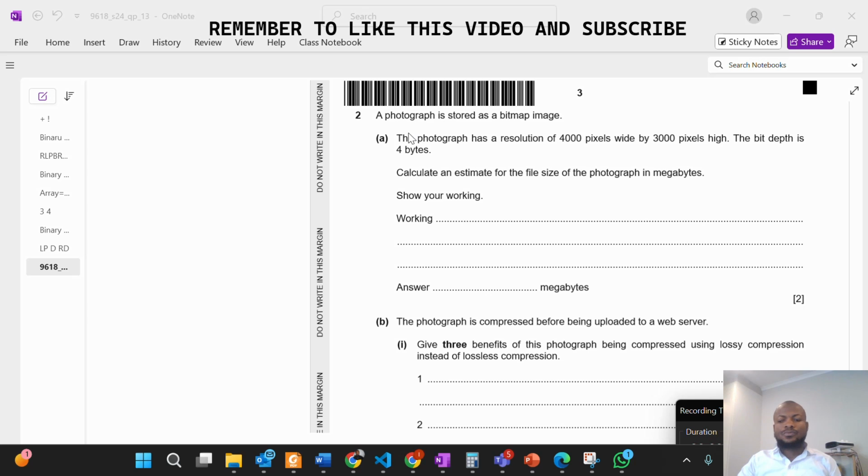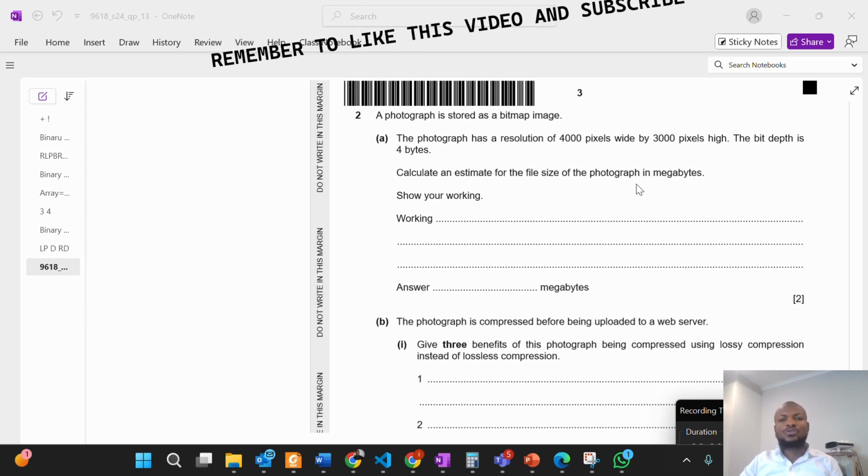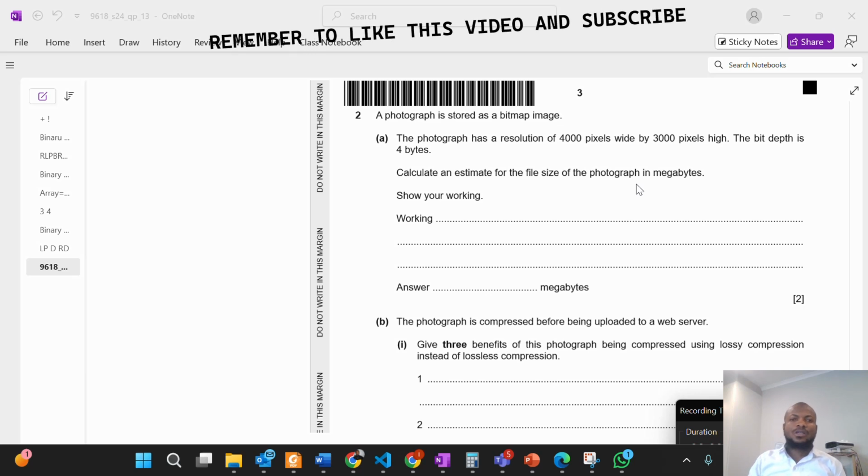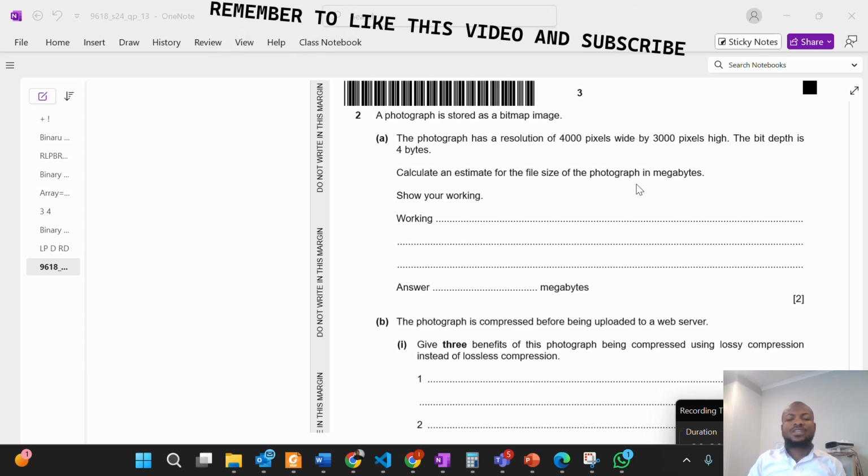Now, question 2. A photograph is stored as a bitmap image. The photograph has a resolution of 4,000 pixels wide by 3,000 pixels high. The bit depth is 4 bytes. Calculate an estimate of the size of the photograph in megabytes. So we are asked to calculate the file size, right?